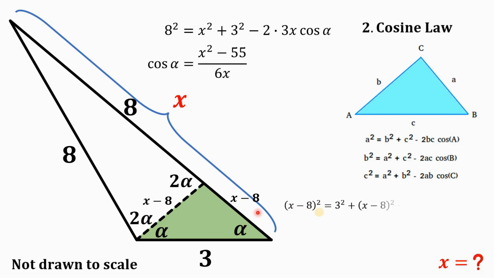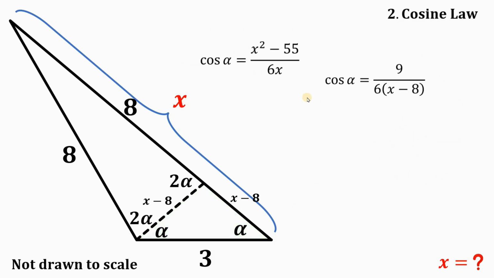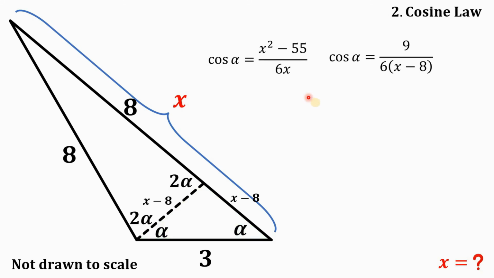Now, using this triangle on the bottom part, and again using the law of cosines, we get that x minus 8 raised to the power of 2 equals 3 squared plus x minus 8 raised to the power of 2 minus 2 times 3 times x minus 8 times cosine alpha. Now take note, x minus 8 squared and x minus 8 squared are gone. This is just 0. In short, if we solve for cosine of alpha, we get 9 over 6 times x minus 8. We have two expressions that are equivalent to cosine alpha. In short, they are just the same thing.